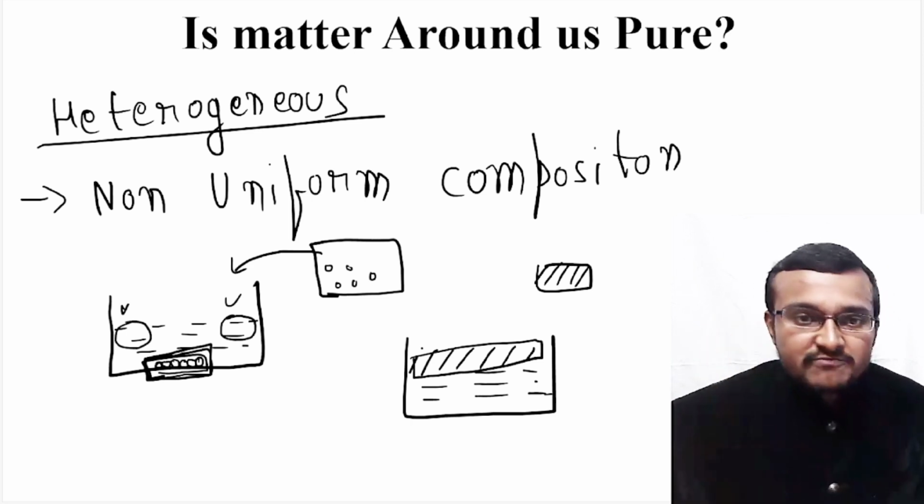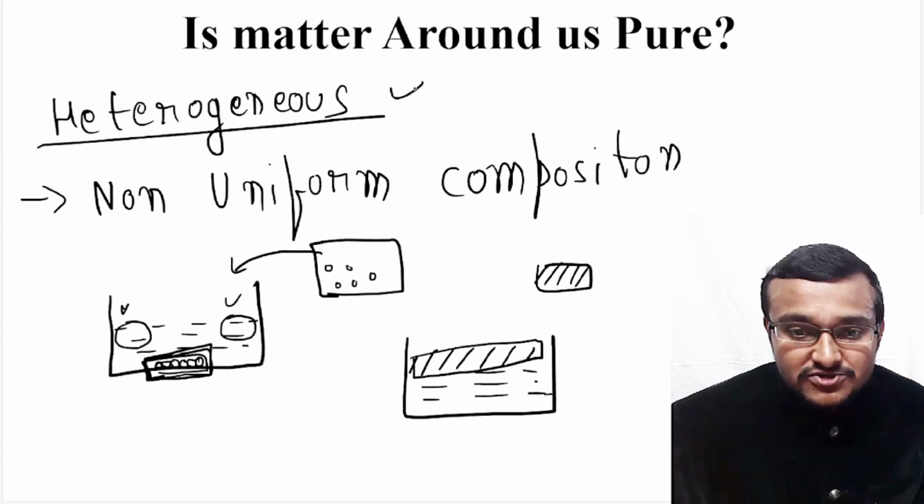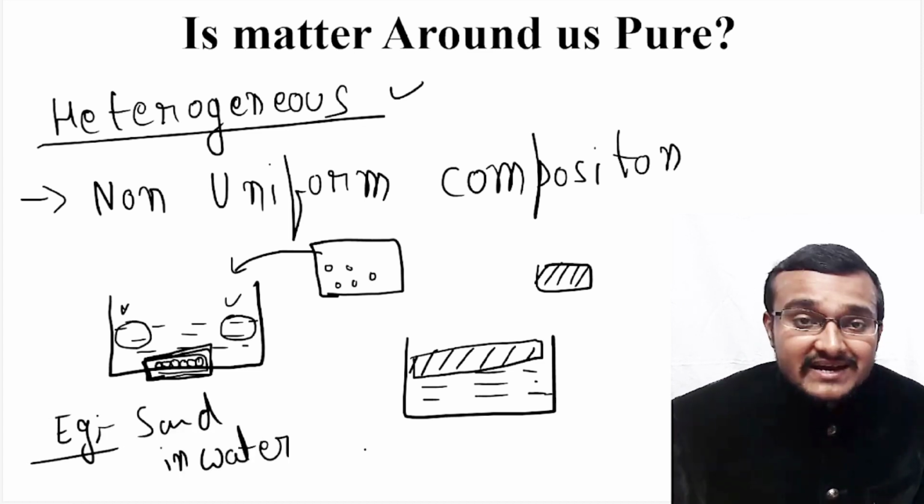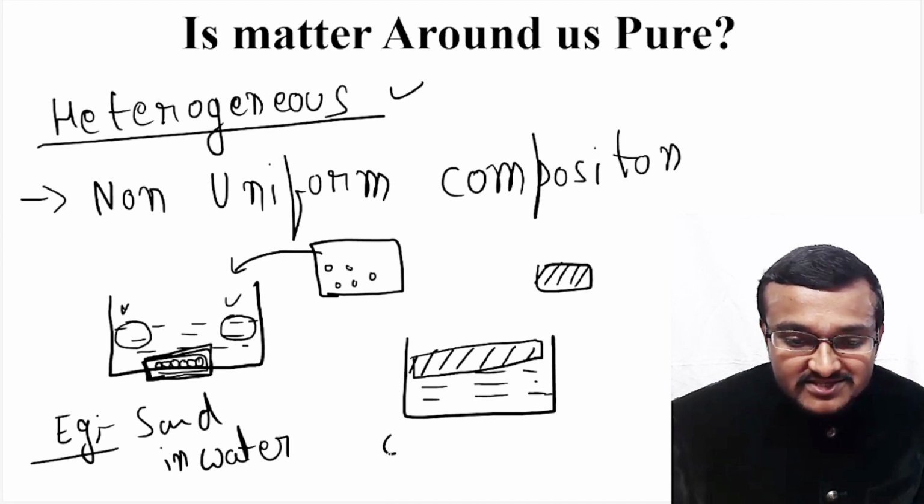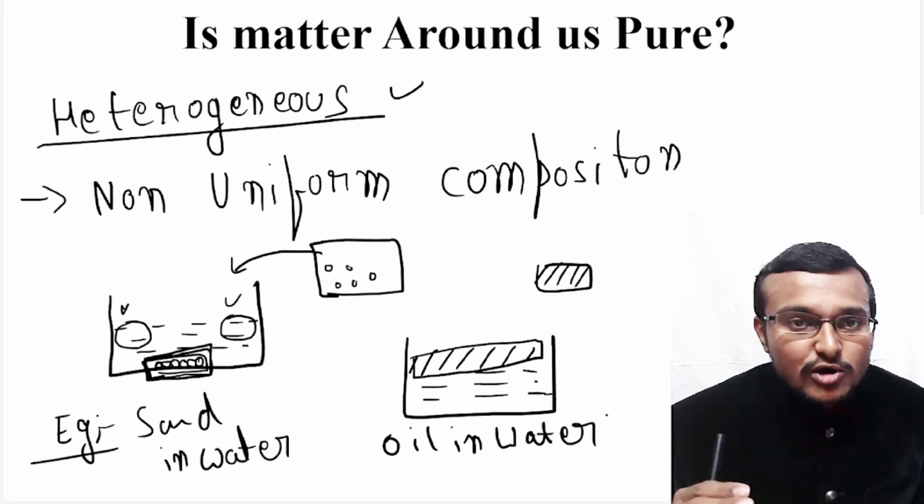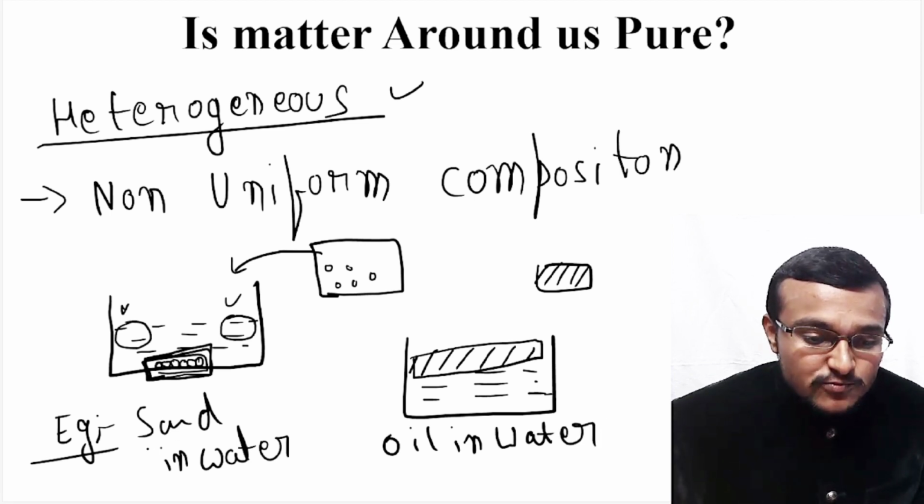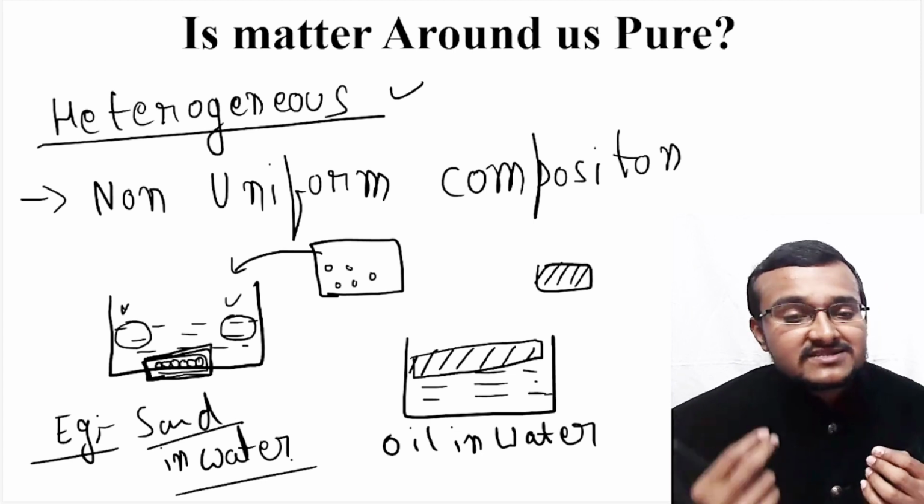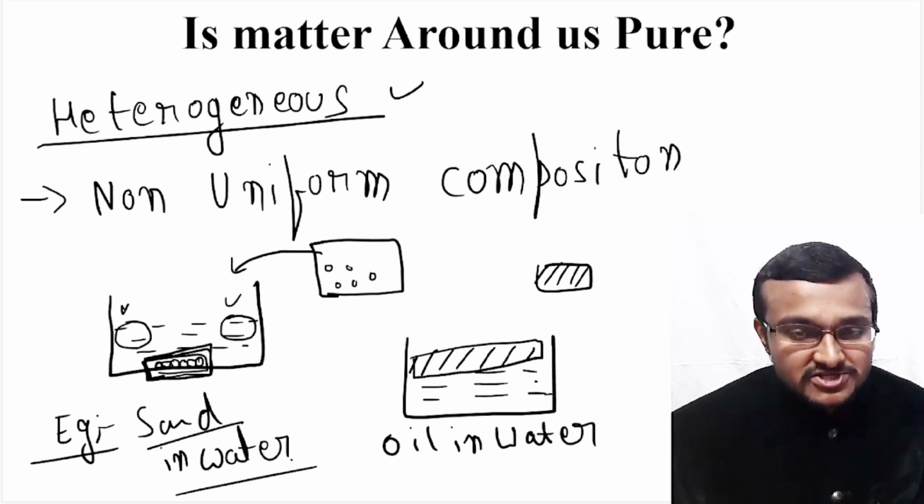So these kinds of mixtures are also known as heterogeneous mixtures. For example, you can give sand in water, and another example is oil in water. Oil in water never mixes properly, never has a uniform composition, and even when you put sand particles into water, they will also not have uniform composition. Hence these kinds of mixtures are known as heterogeneous mixtures.